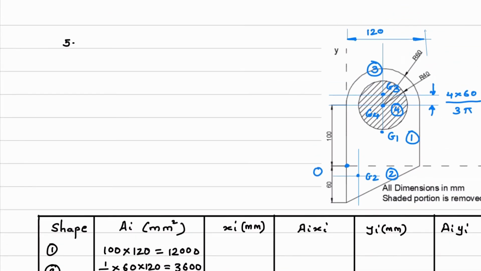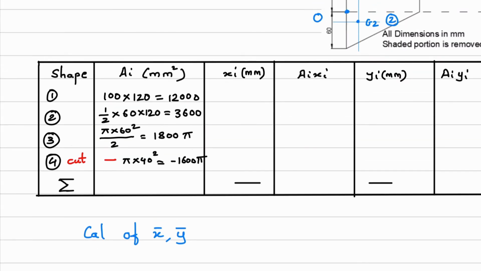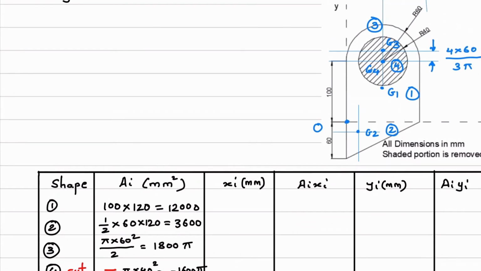Next area which we have to cut from the geometry is this circle. Radius has been given over here of this circle, it is 40 mm. So pi into 40 square. Don't forget this negative sign because that circle is cut from the main geometry. Now we will calculate xi.